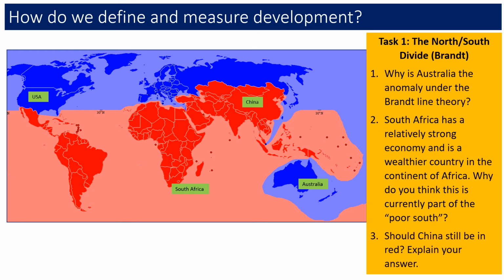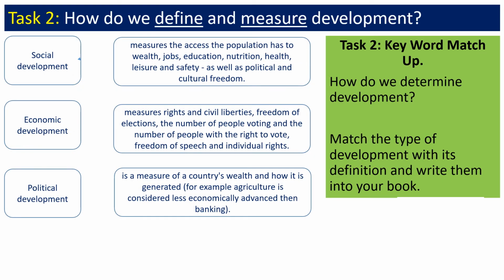And then finally, this map obviously shows China in red. I'd like you to start thinking about whether or not you agree. Should China still be in red? And if you think it shouldn't, why is that? If you believe China should still be considered one of the poorer countries in the world, then I'd also like you to explain that answer too.